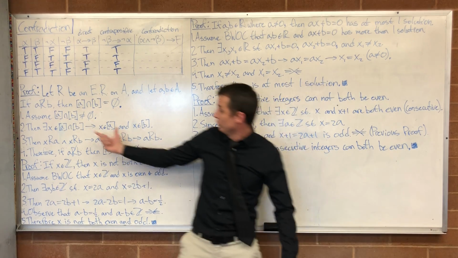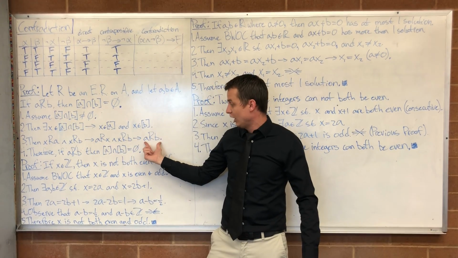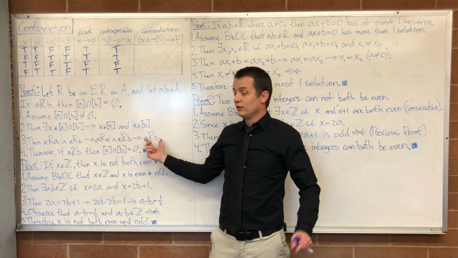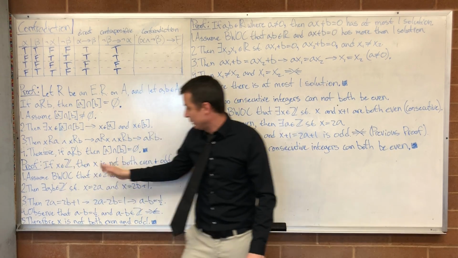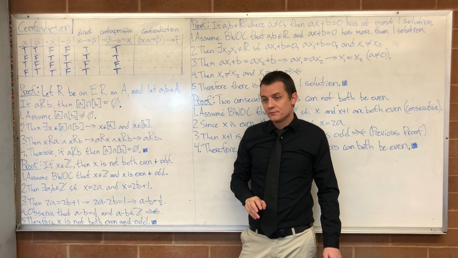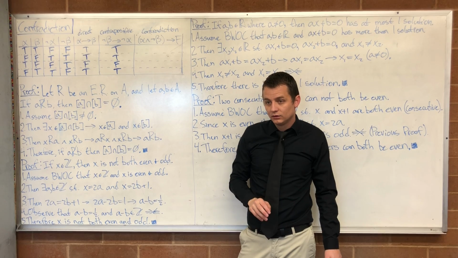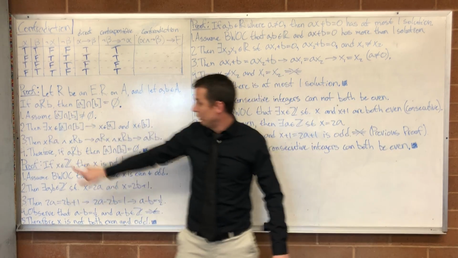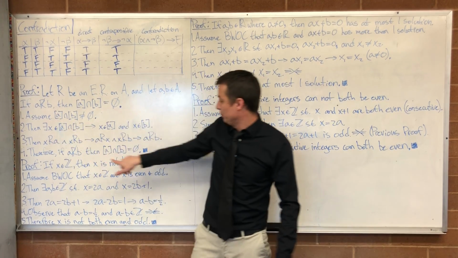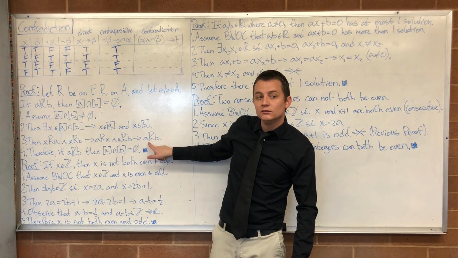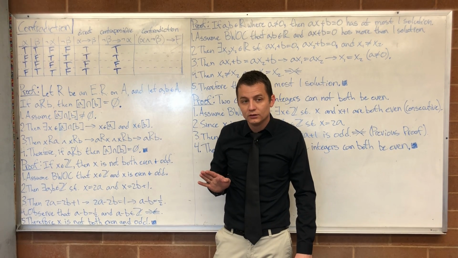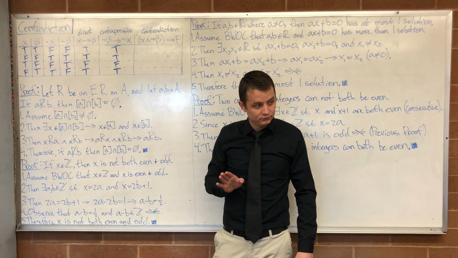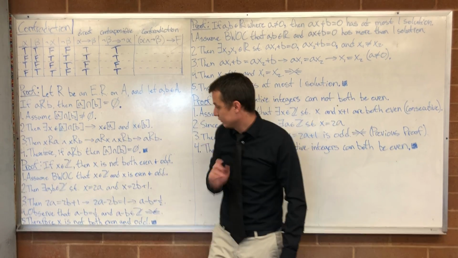So notice what we showed. We showed not beta implied not alpha. Therefore, if alpha is not related to beta, then their intersection must be empty. You follow the logic there? We start with not beta, and we showed that implied not alpha. So we showed alpha implied beta. Good? Because those are logically equivalent.